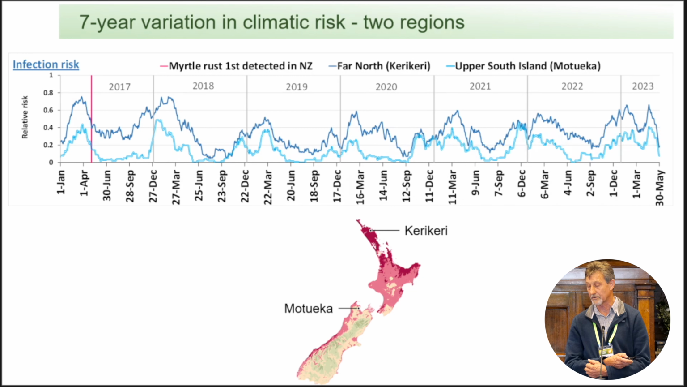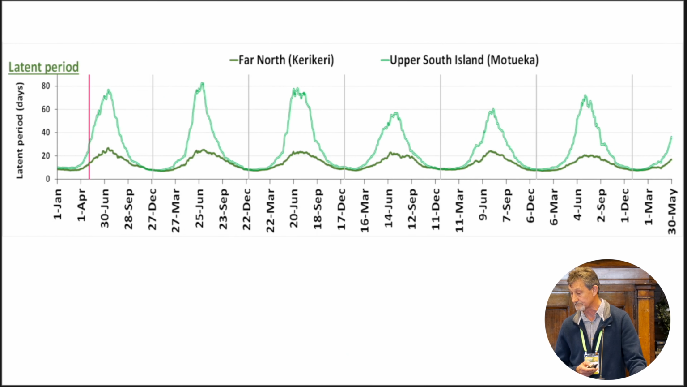In terms of year-to-year variation, you can see that 2017 and 2018 were very high-risk years. There's a red vertical bar on the graph towards the left-hand end, which shows when myrtle rust first arrived in New Zealand. The risk has been a little bit lower since then, although in the winter of 2022, the risk stayed remarkably high through winter, particularly in the northern part of the North Island. Those kinds of unusually high risk events would be driving more myrtle rust development.